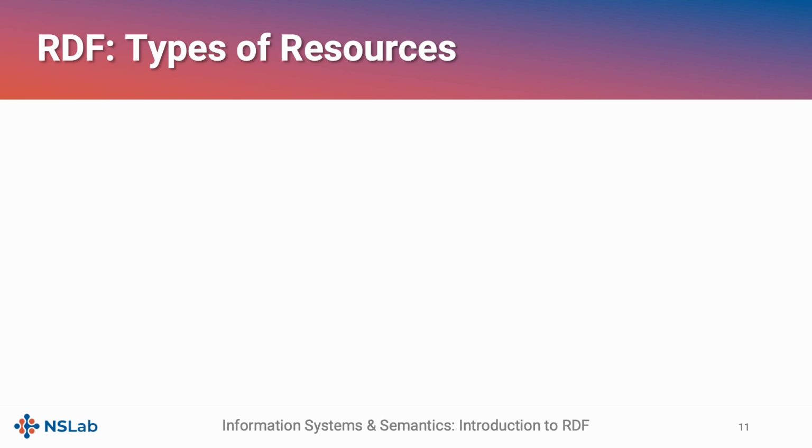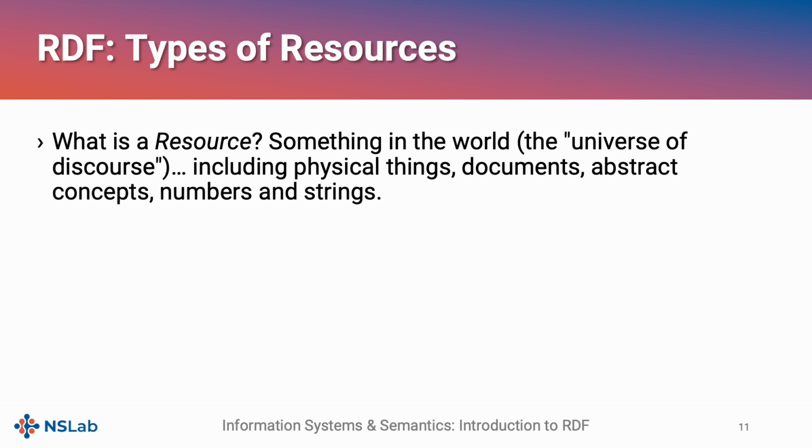But now let's stick with RDF and let's take a look at what types of resources we can describe or use in the RDF graphs. So actually, what is a resource? The RDF specification says that it's something in the world, the universe of discourse, including physical things, documents, abstract concepts, numbers, strings. So basically anything can be a resource and anything can be described using this framework. The framework is so flexible that it can be used to describe practically anything.